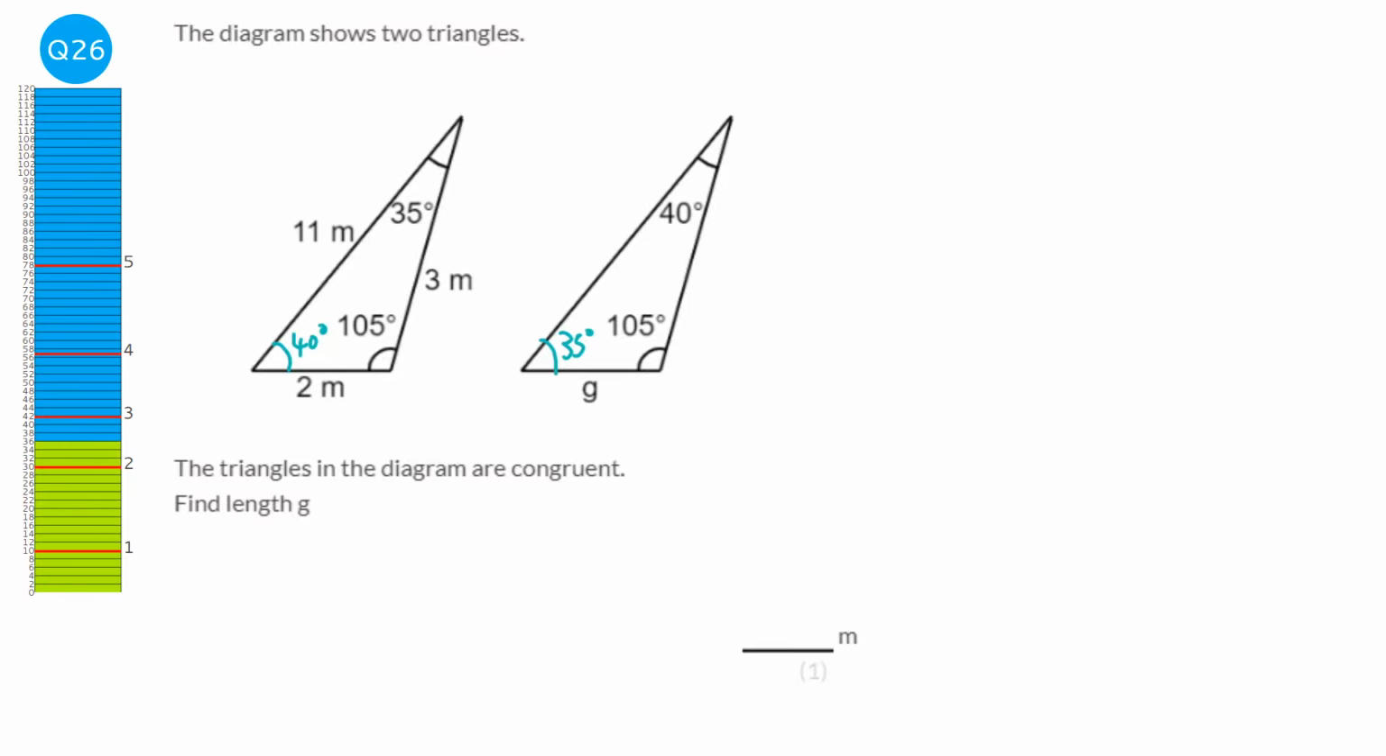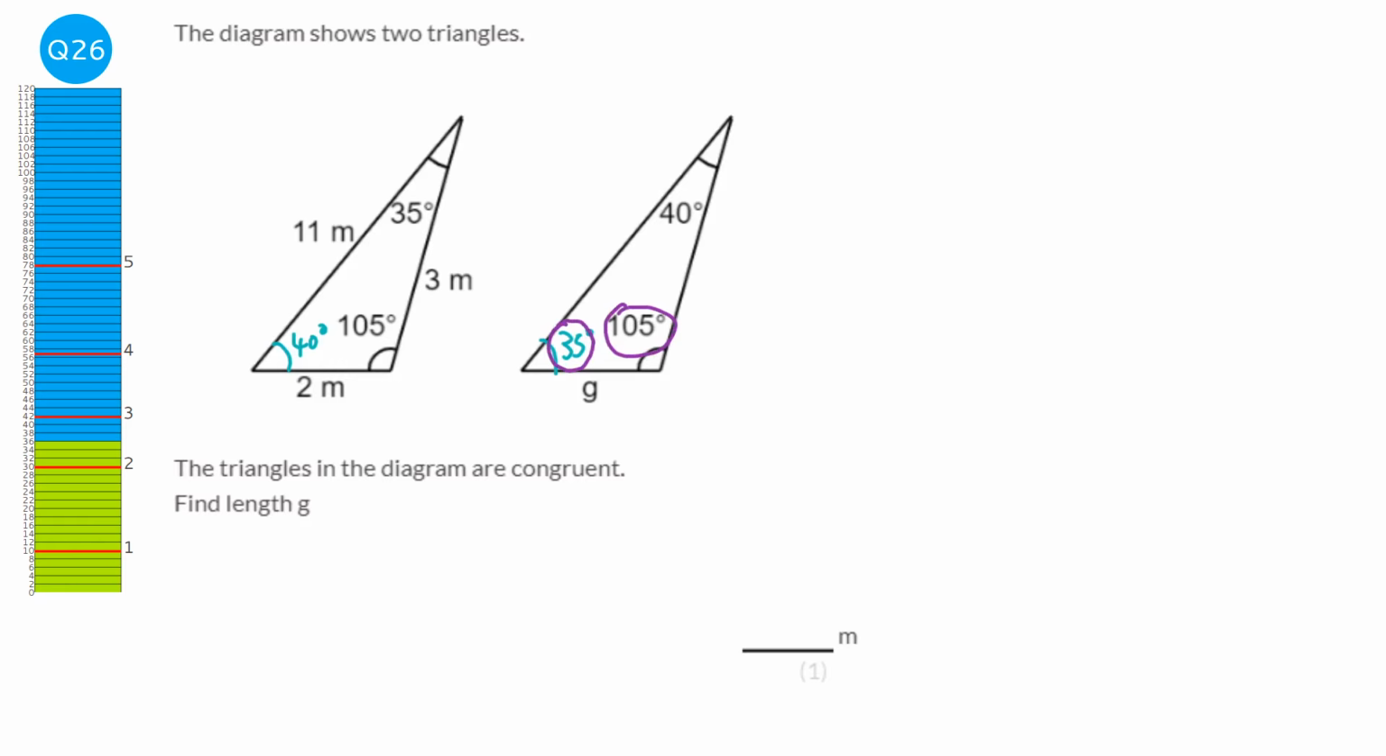So the tempting answer is to say that G is 2 meters, because they're both at the bottom of the shape. But have a look at where 2 meters is, and have a look at where G is. G is between 35 degrees and 105 degrees. It's the length between those two angles.